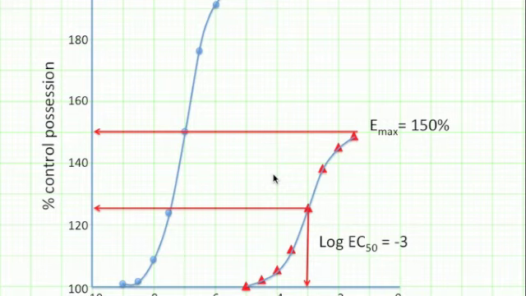So to summarize these data, nicotine has a higher maximum effect than ethanol, so it's a more efficacious drug, has greater efficacy, and it has a smaller EC50 value, so a more negative log EC50. And that means that nicotine is a more potent drug than ethanol.